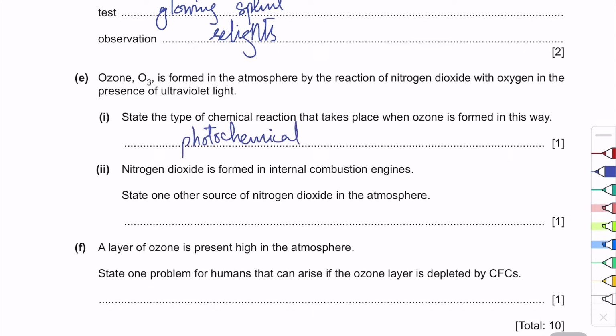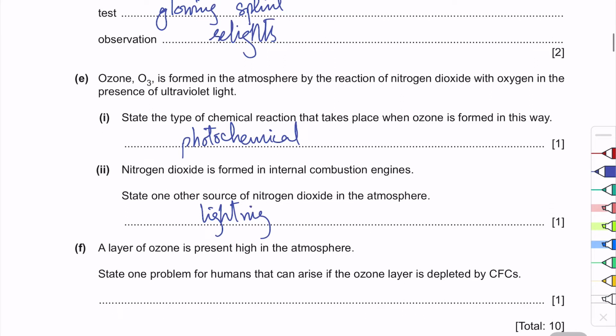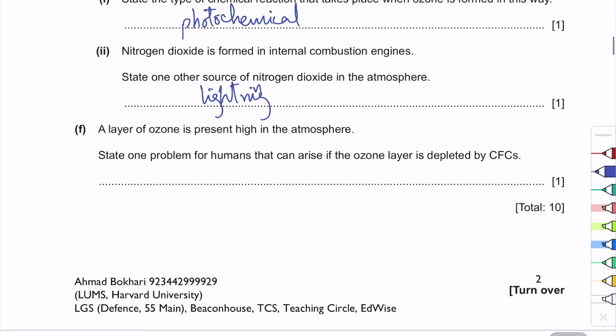If you don't want to use that, then you also know that nitrogen dioxide reacts with oxygen to form O3, so that's oxidation. You can also say it's a redox reaction. Nitrogen dioxide is formed in an internal combustion engine. State one other source of nitrogen dioxide. So that is lightning. Basically, you need a very high temperature for nitrogen to react, because nitrogen has a triple bond, which is very strong. It makes it unreactive. So a lightning strike also provides that energy.